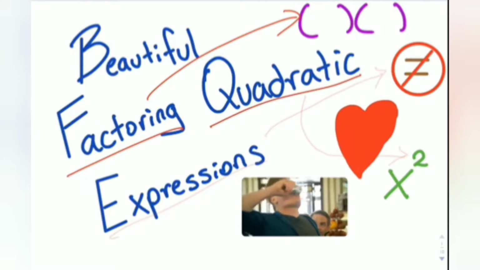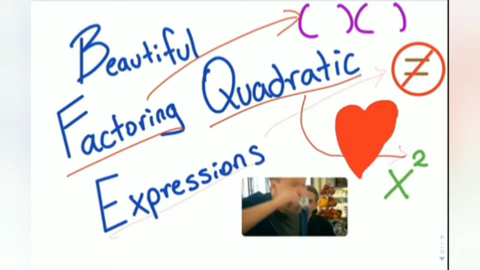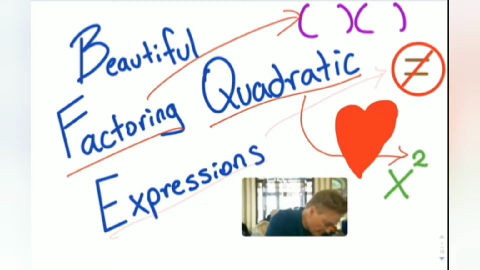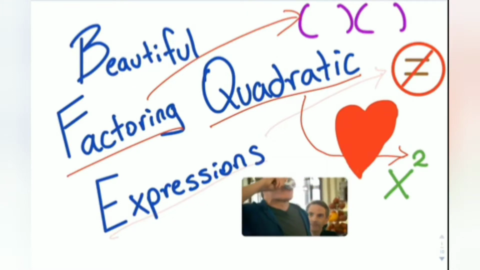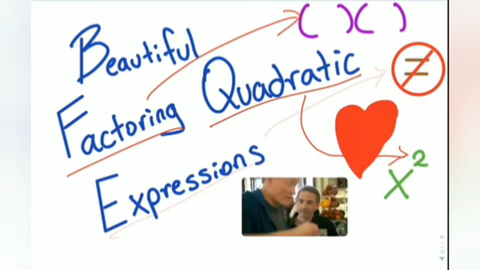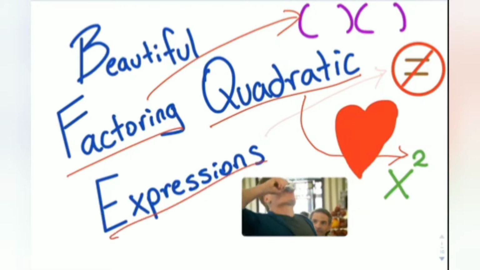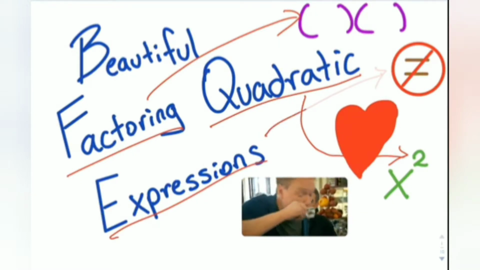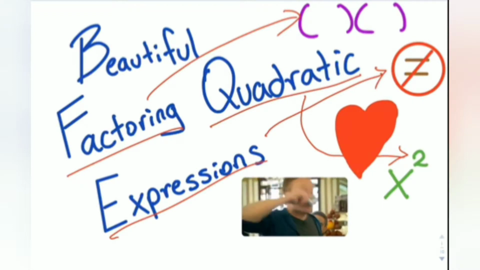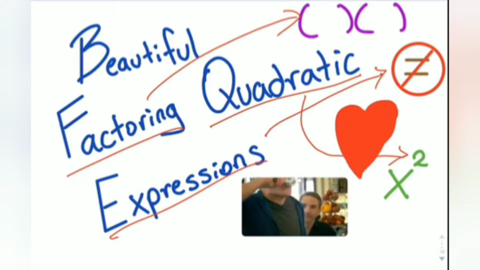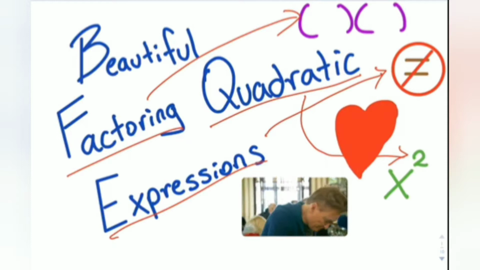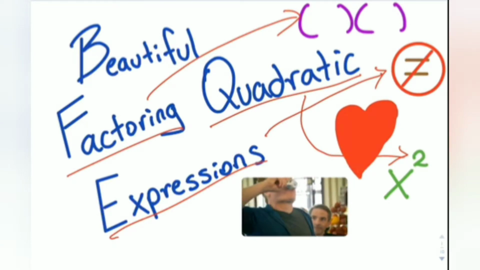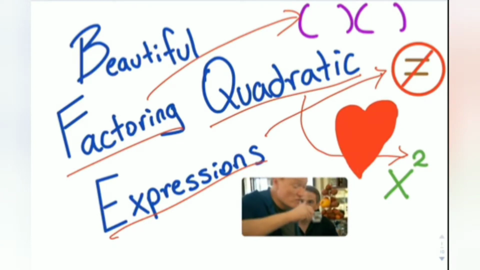Quadratic is just something to the power of 2. It can be y squared, z squared, x squared. Something to the power of 2. An expression is just an operation without the equal sign. So any operation, adding, subtracting, multiplying, dividing, okay? Without the equal sign. Now let's go to the questions.